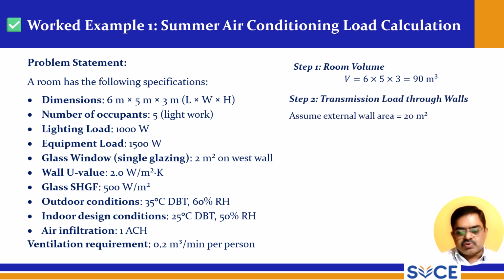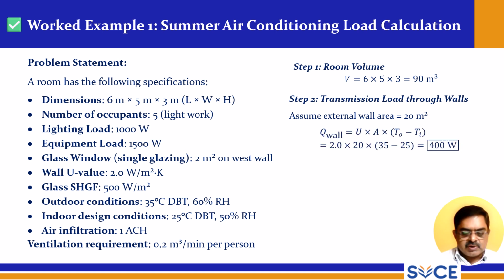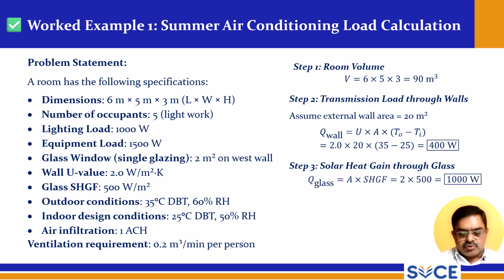So transmission load through walls. Assume the external wall area is 20 meter square. We are making this simple assumption here. So Q wall equals U into A into (T0 minus Ti), so that is becoming 400 watts. Solar heat gain through glass, so Q glass equals A into SHGF, that is 2 into 500, so that is 1000 watts.